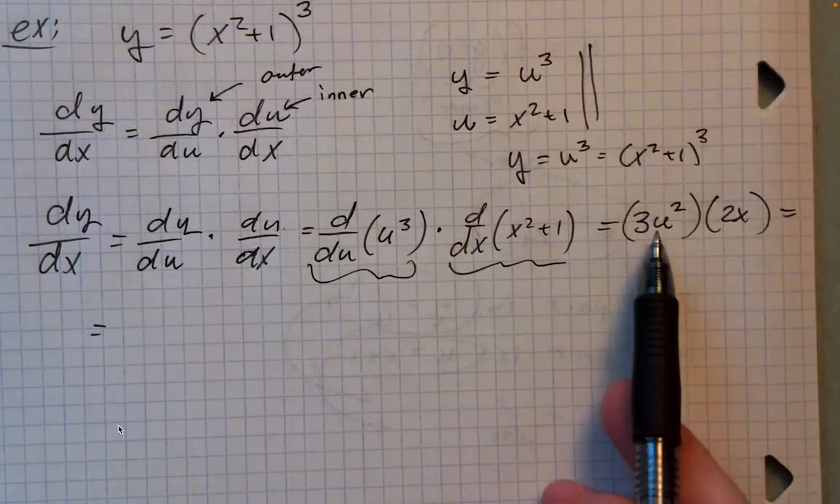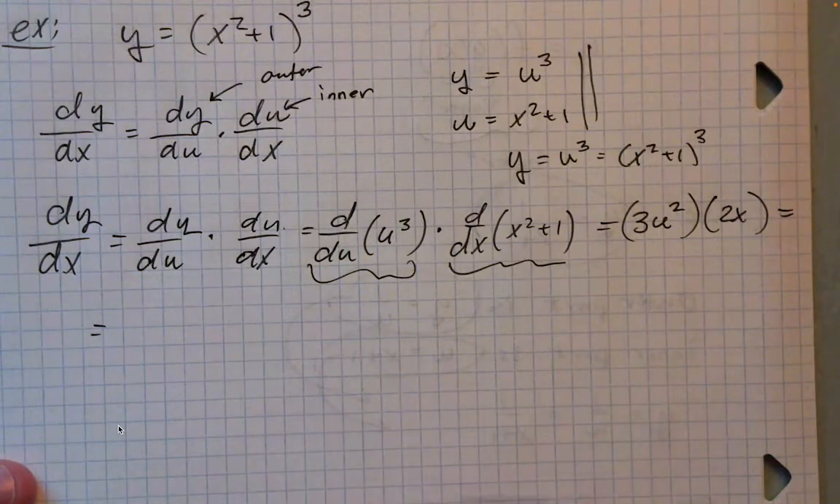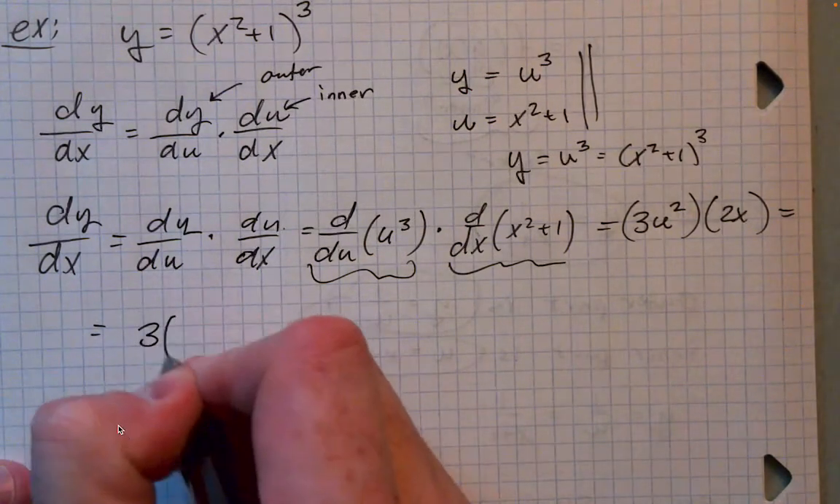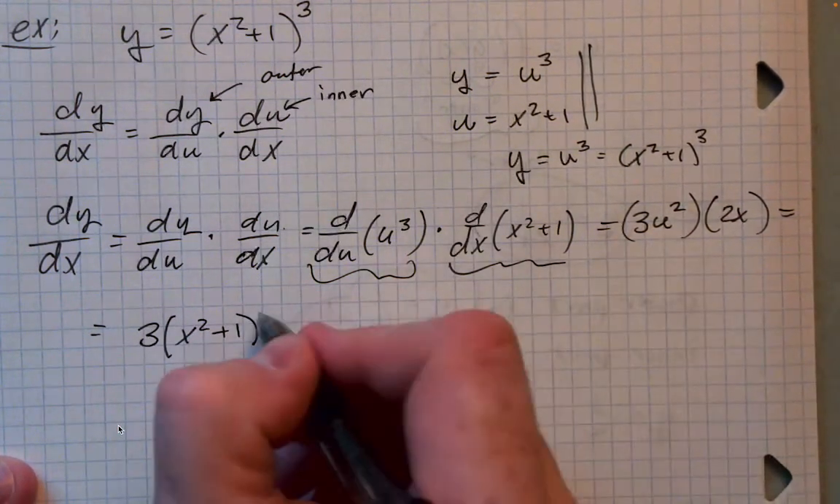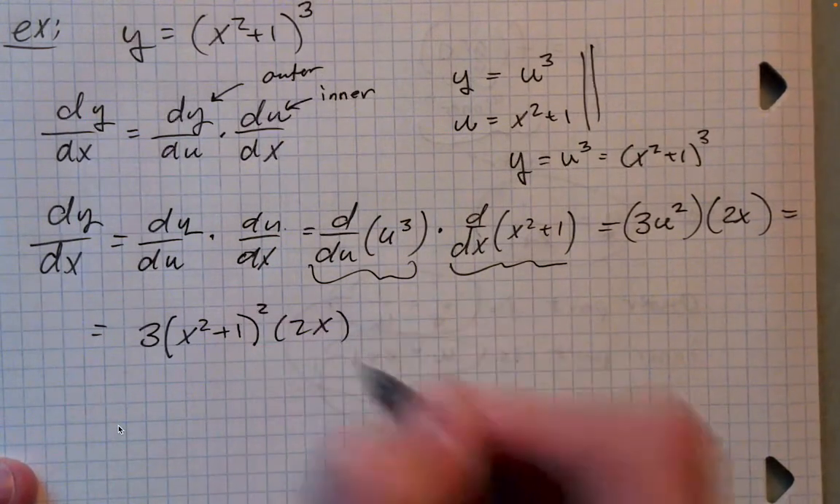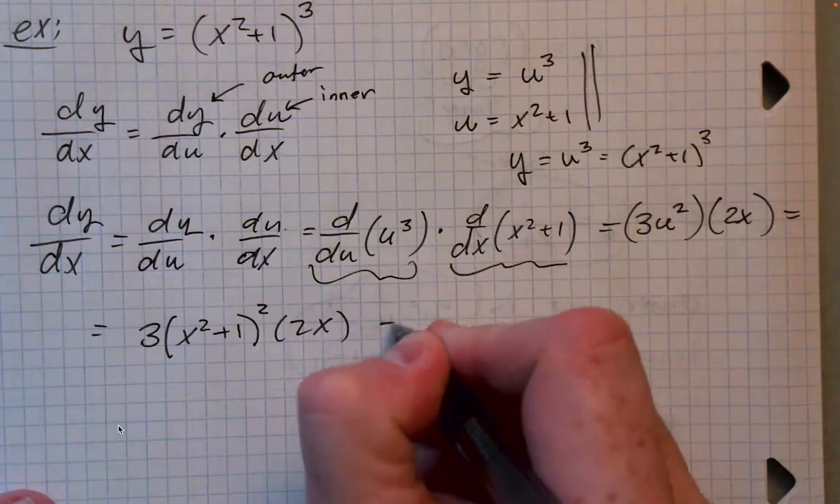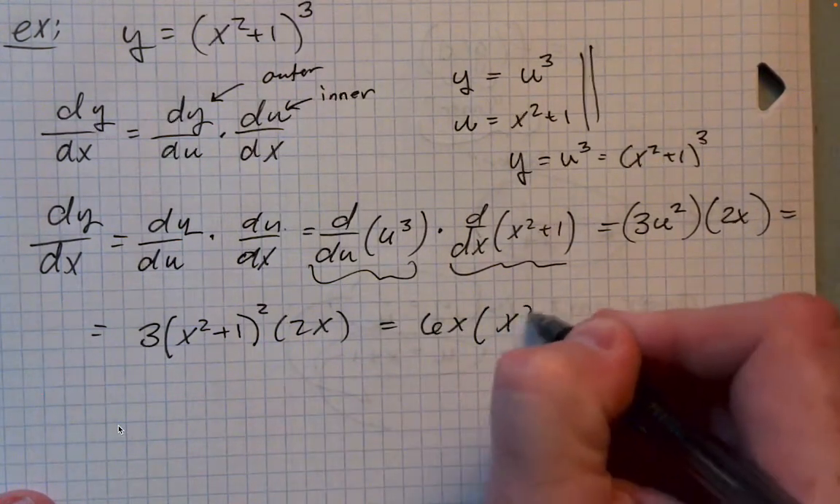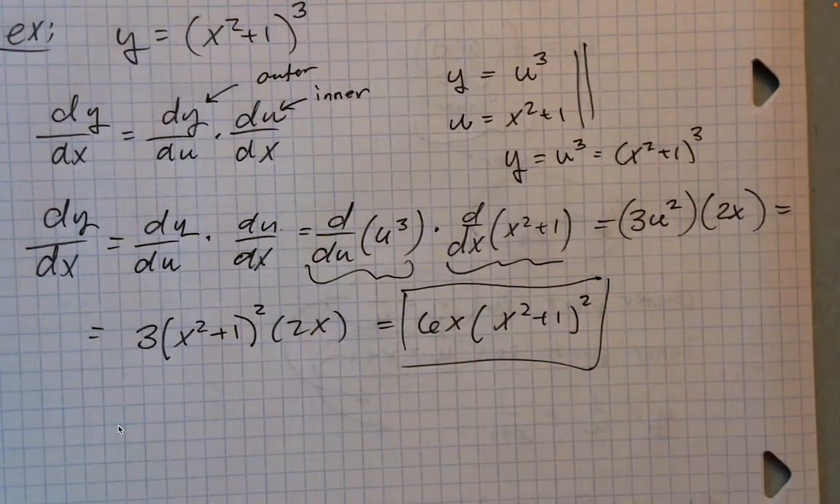Now the last thing to do, of course, is you don't want to leave things with the u in there, right? You need to plug everything back into x. And so that would mean you have 3 times x squared plus 1, right? And then you want to square u, so that would be squared times 2x. All right, and then of course you could clean this up a bit. Maybe you could say 6x times x squared plus 1 squared. That would be the best way to write it. So there you go. So that's an example of using the chain rule to actually calculate a derivative.